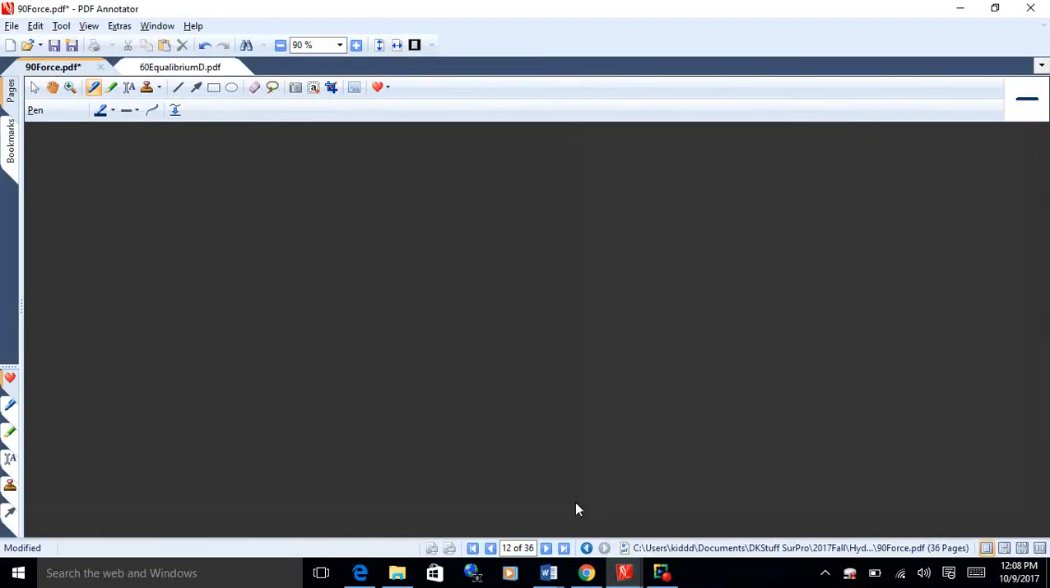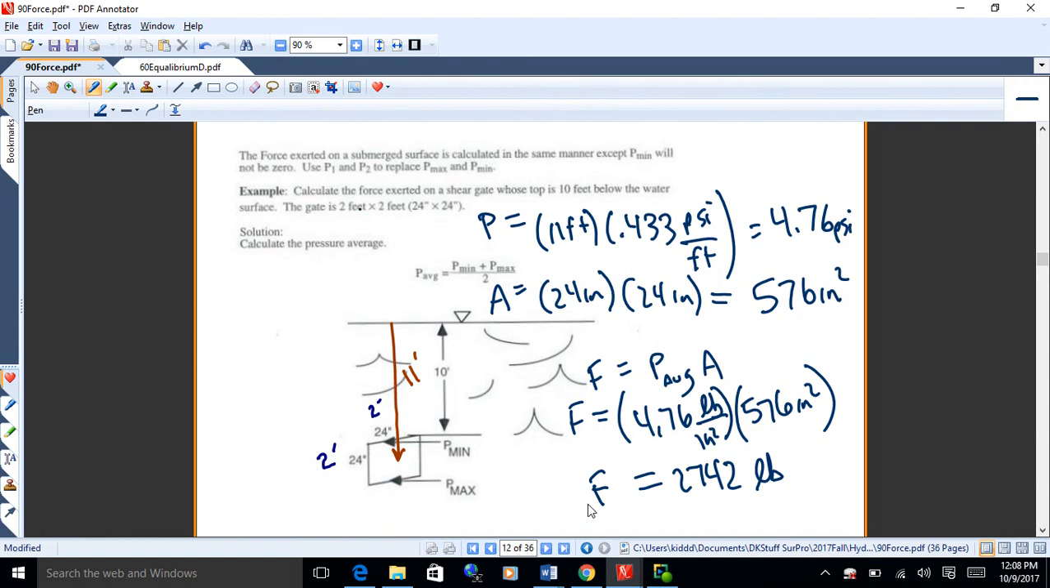All right, so the process for doing this first one is to find the average pressure, and that's located in the middle of the window. So if we take 11 feet times the 0.433 psi per foot, we get the pressure average. It's less above and more below, but that's the average.